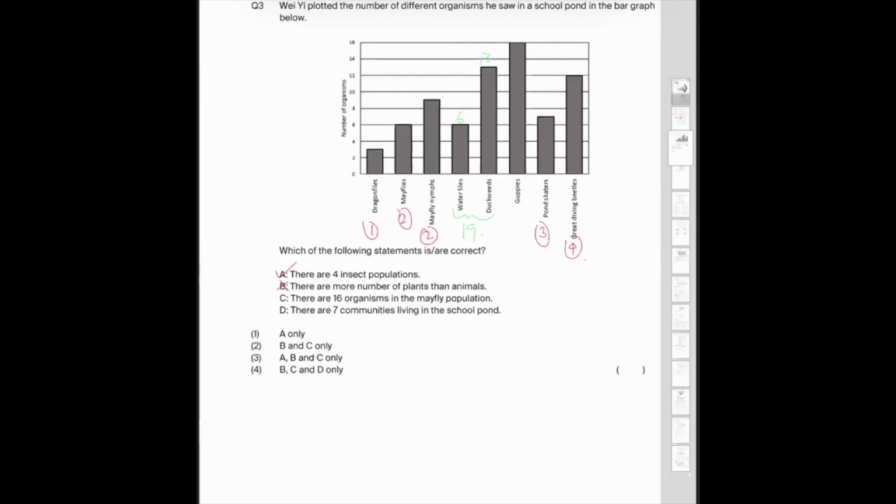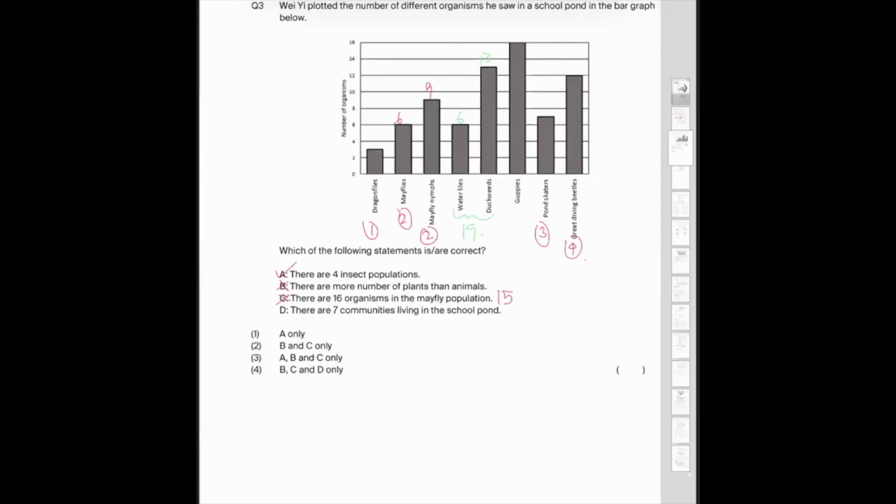Okay, there are 16 organisms in the mayfly population. So for C, you need to check. The mayflies has 6, the nymph has 9. So it's not 16, because it's supposed to only be 15.